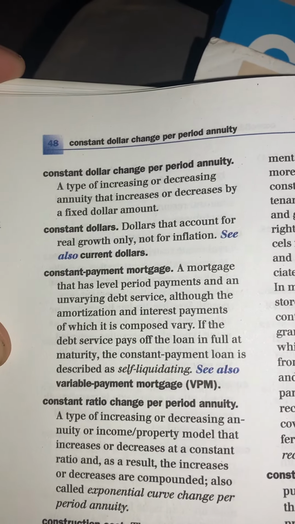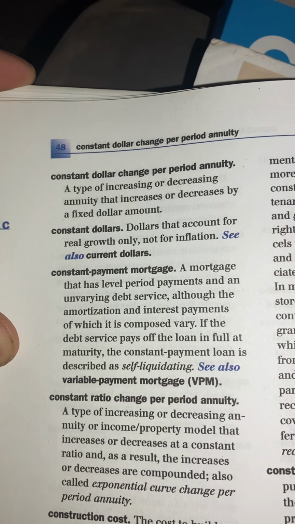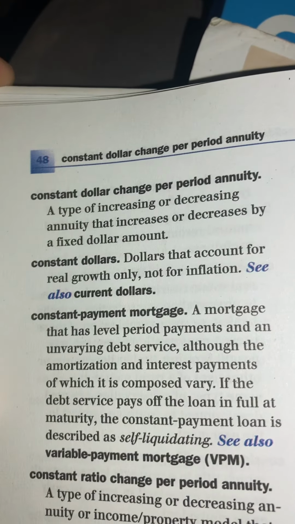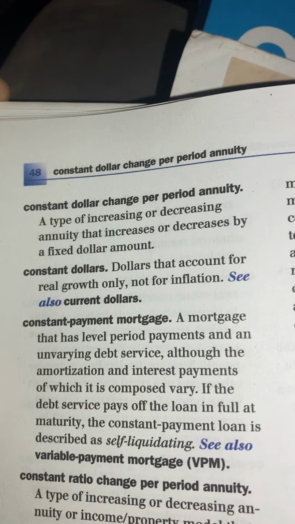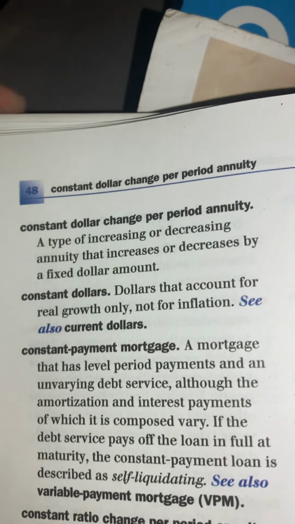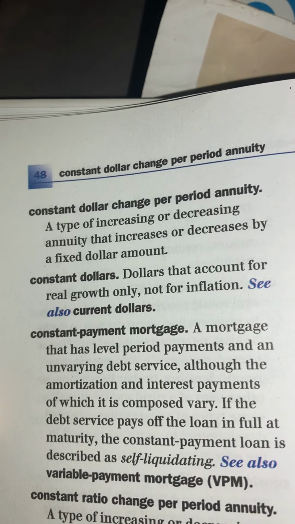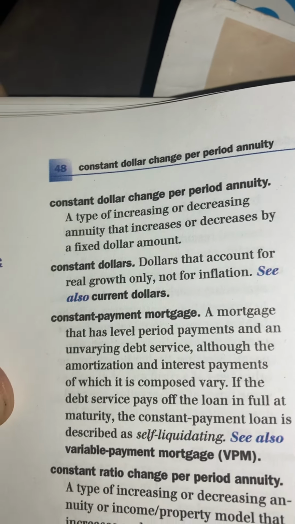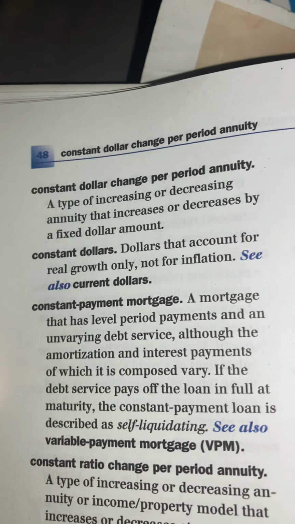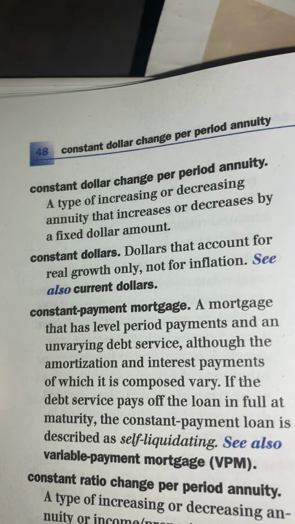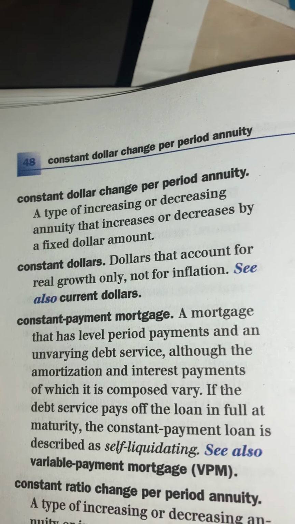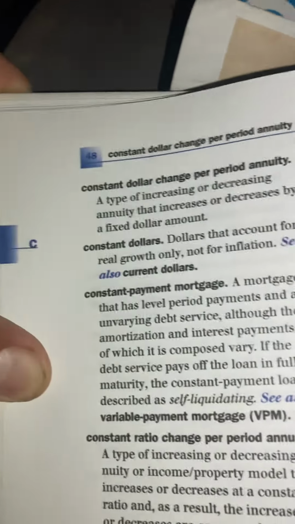The Dictionary of Real Estate Appraisal, page 48, Chapter C continued. Constant dollar change per period annuity. A type of increasing or decreasing annuity that increases or decreases by a fixed dollar amount. Constant dollars. Dollars that account for real growth only, not for inflation. See also current dollars.